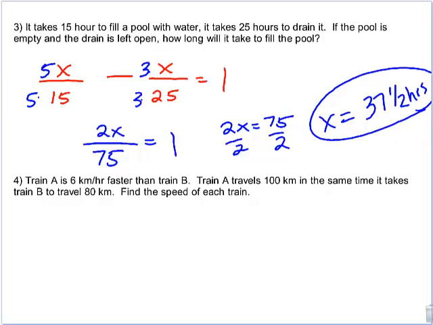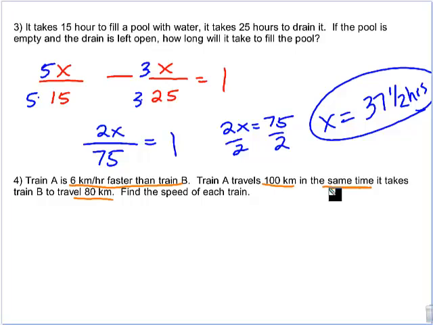Train A. Train A is going 6 kilometers per hour faster than train B. Train A travels 100 kilometers in the same time it takes train B to travel 80 kilometers. Find the speed of each train. So now we have 3 types of variables here. We have a rate, we have distance, and we have time because they're traveling in the same time.